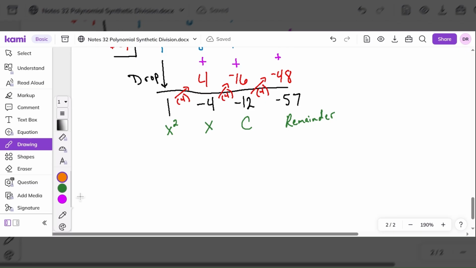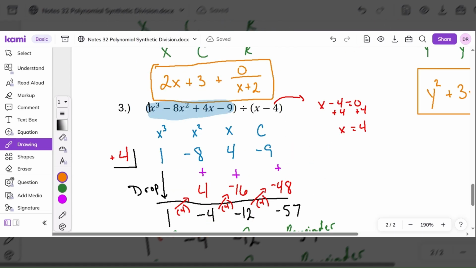So your final answer as a polynomial will be 1x squared. The 1's not needed. It's understood. And then we have a -4x. And then for our constant, that would just be a -12. And then we add on that remainder. It's a -57 over, we were dividing by x minus 4.